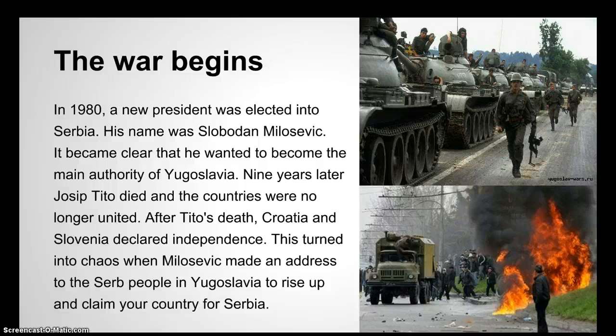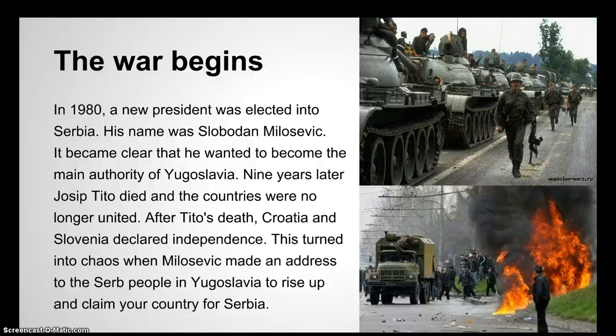Going on to the next slide, this is where it begins. In 1980, a new president was elected in Serbia, and his name was Slobodan Milosevic, which is right there on the screen for you. It became clear that he wanted to become the main authority of Yugoslavia. Nine years later, Joseph Tito died, and the countries were no longer united. After Tito's death, Croatia and Slovenia declared independence.